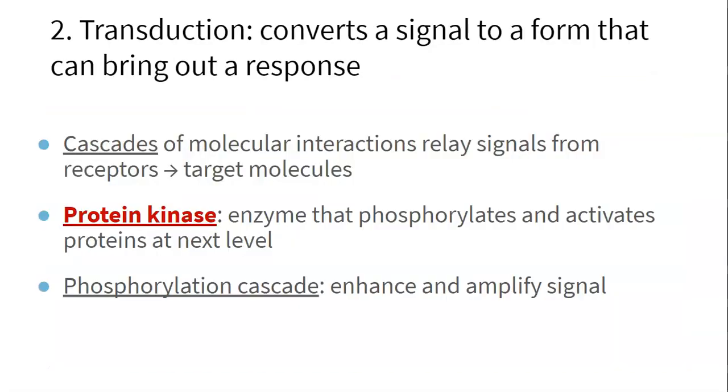So once the message is received, then it needs to be transduced. So it has to somehow be triggered into a form that can bring about a response. This is oftentimes where you see something called a phosphorylation cascade. So cascade just implies that there's lots of different steps between the initial molecule activation and the target molecule activation. And it usually involves a series of phosphorylations. Phosphorylations usually activate things. So the enzymes that actually phosphorylate are called kinases. So there might be a lot of kinases that just kind of come along and phosphorylate, and then at the end you get the response that you're looking for.